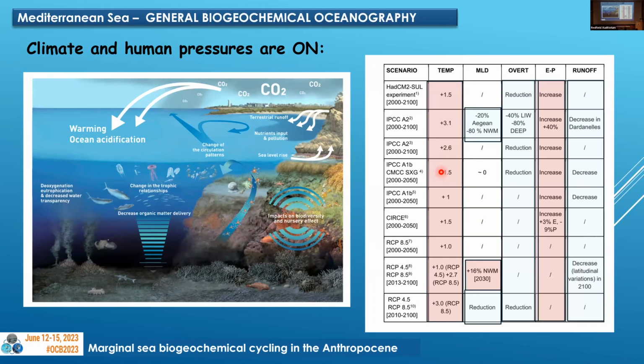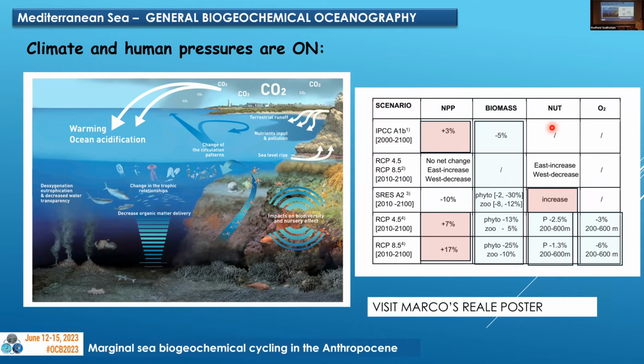And with regard to the future of the Mediterranean Sea, changes are already occurring, not only because of climate, but because of human pressure. All the models predict, of course, a temperature increase, not clear about the mixed layer depth, a reduction in the overturning circulation, and an increase in the evaporation, so increasing salinity. So at the end, that will have an impact in the biogeochemistry, but it's not really clear.